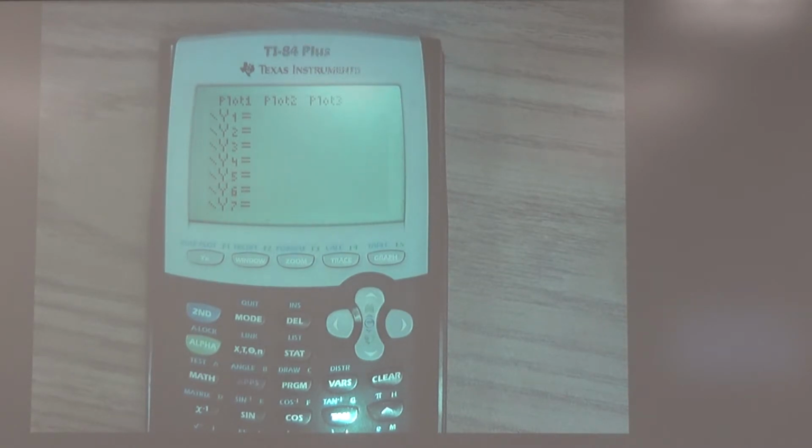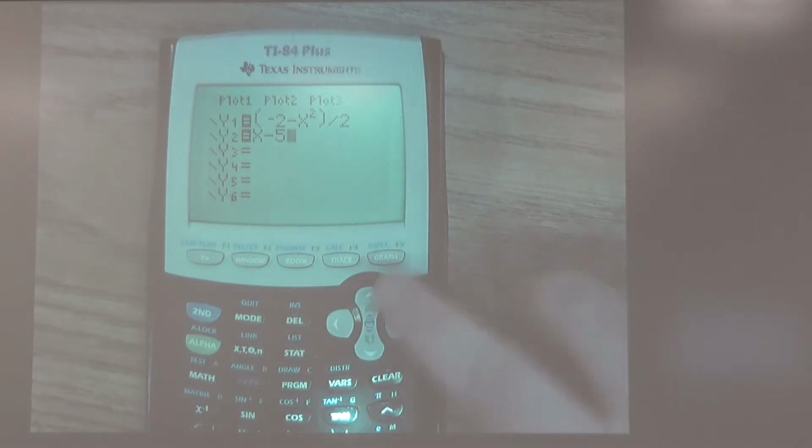So with the first one, if we subtract x squared and then divide the whole thing by 2, in no particular order, I'm going to go parentheses, negative 2 minus x squared, close parentheses, divide by 2. And then for the second one, arrow down, input the second function, y is going to equal x minus 5. And we can go ahead and press graph.